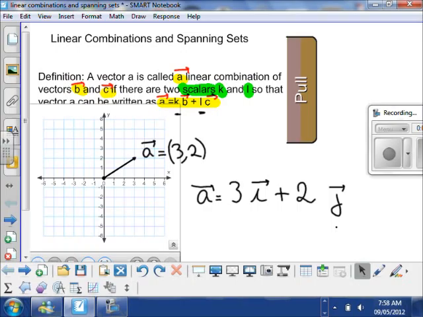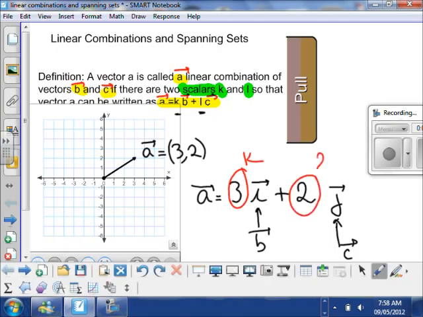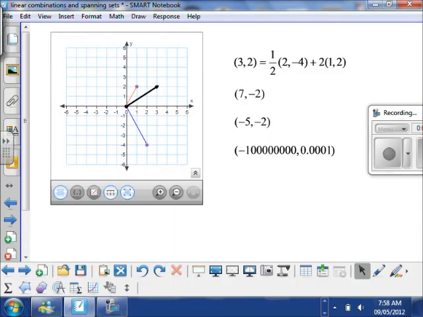Good. So did I write my vector A as a linear combination as I have it here in the definition? Sure, I have it. My two vectors B and C are nothing else but I and J, very special vectors but still vectors, and my two scalars K and L are right here. So it seems like we've been doing this before. It's not the first time we do that. Now, the next question is, can I write vector A as a combination of two other vectors that are not unit vectors? I don't know.